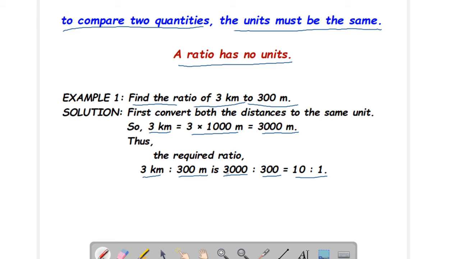How will you simplify it? Here 3000 ratio 300 can also be written as 3000 upon 300. You can write it in fraction form, and now you simplify it. Here 2 zeros will be cancelled by 2 zeros, and 3 ones are 3 and 3 tens are 30. You will get 10 upon 1, and in ratio form you can write it like this, that is 10 ratio 1.